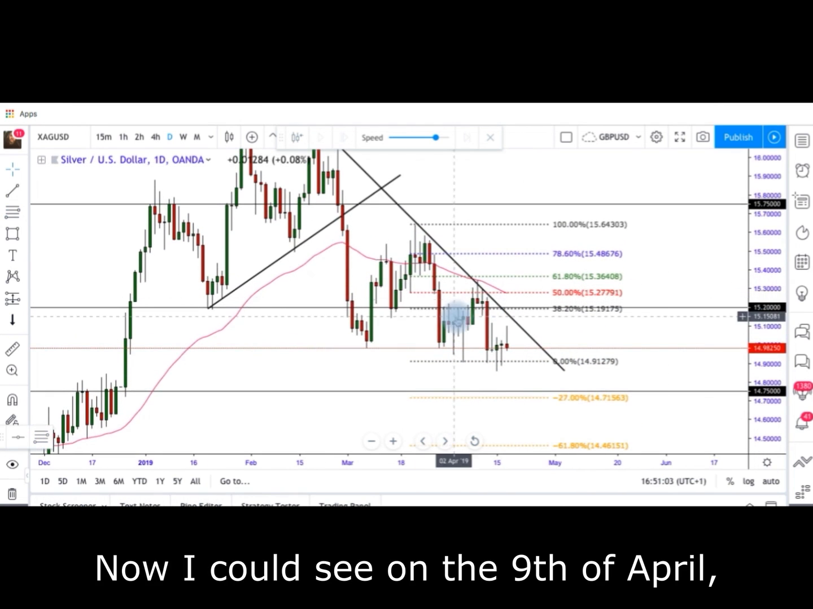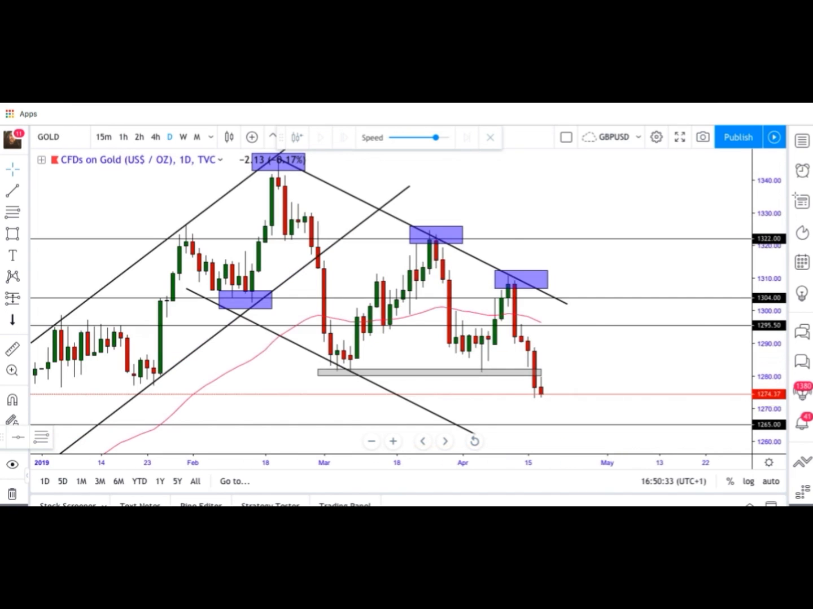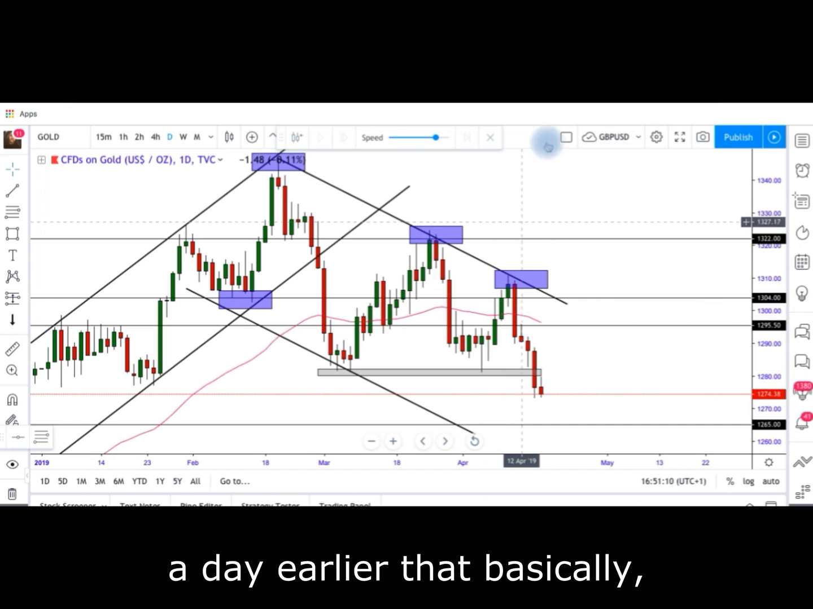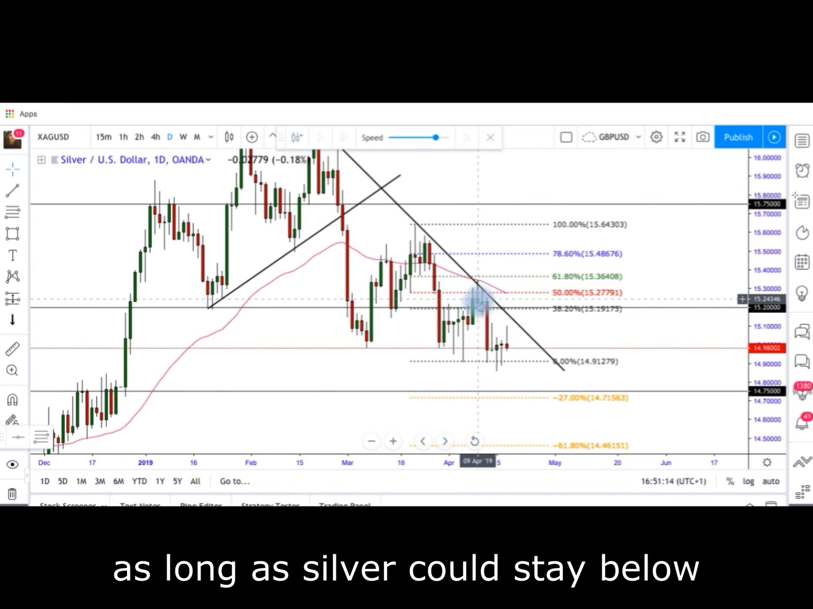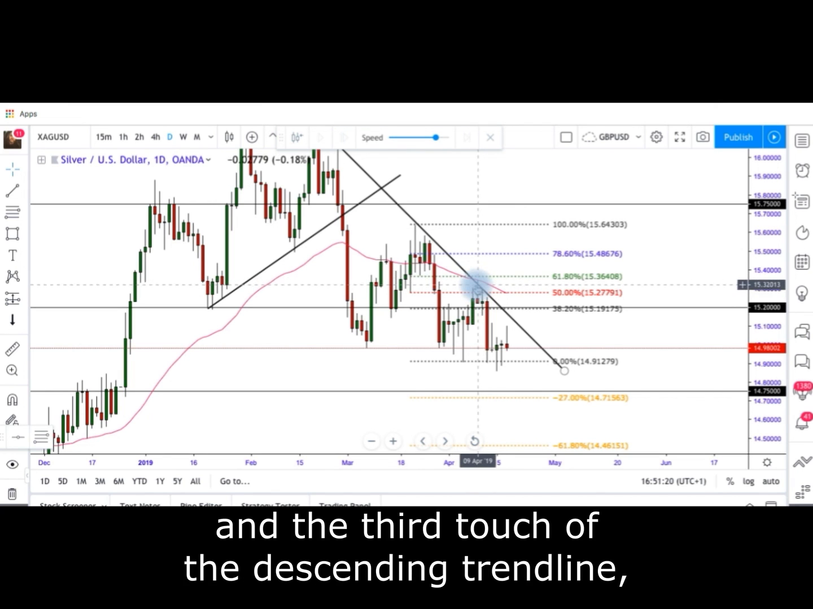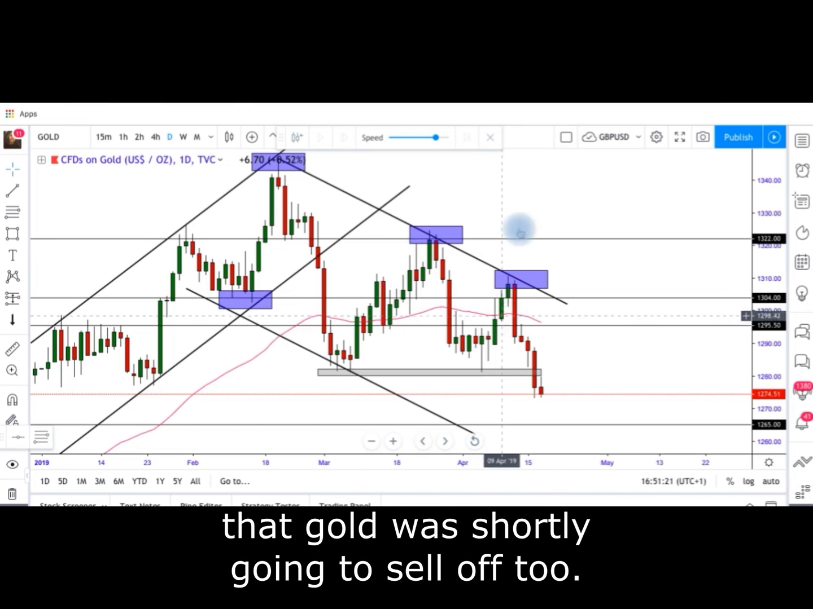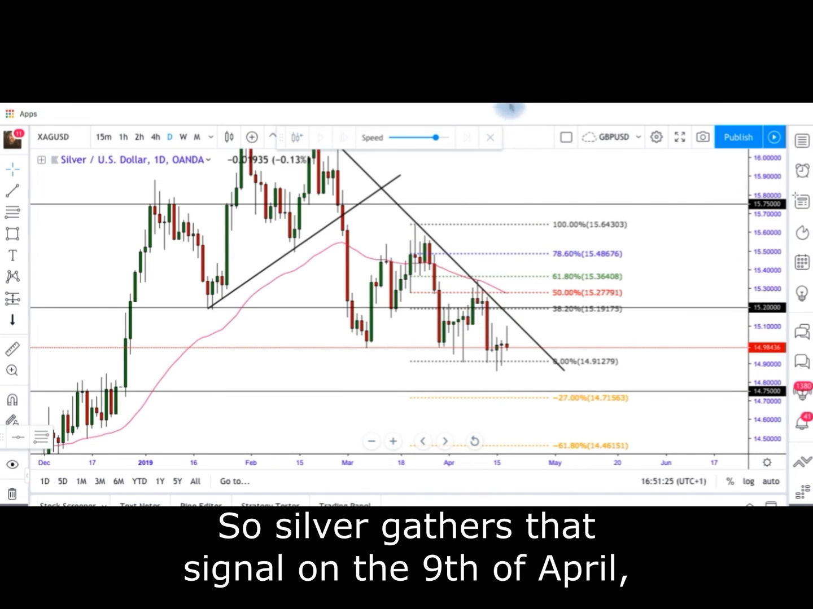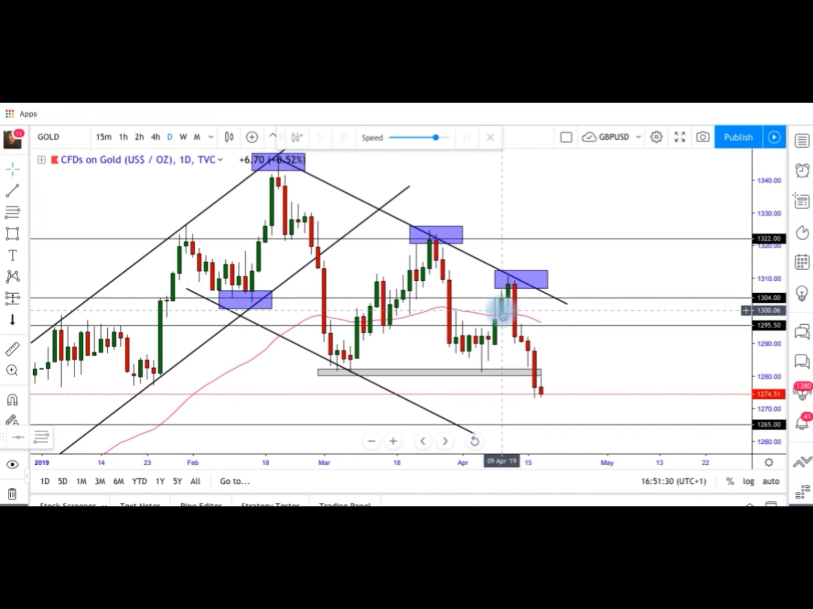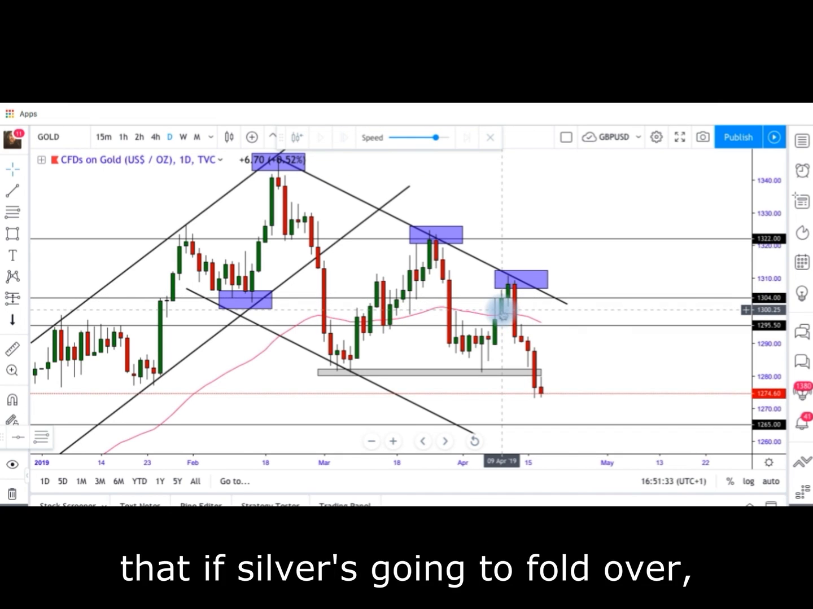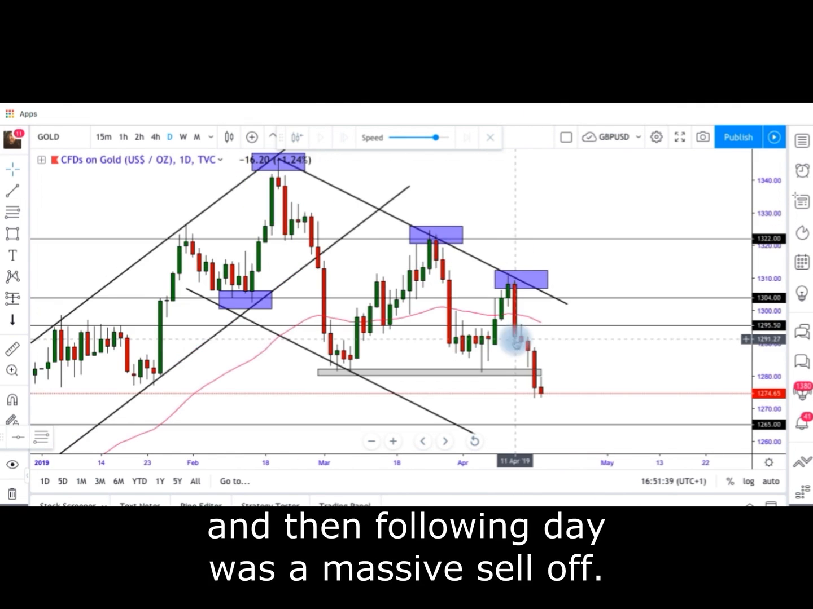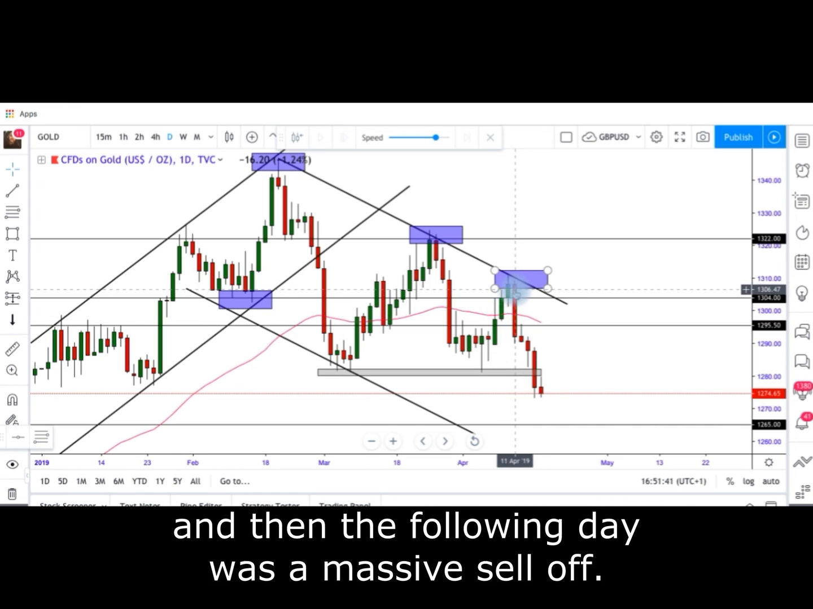Now, I could see on the 9th of April, which was here, again, silver provided us the signal the day earlier, that basically, as long as silver could stay below this 50, 61%, and the 50 EMA, and the third touch of the descending trend line, gold was shortly going to sell off too. So silver gave us that signal on the 9th of April, and gold was here. Silver was helping us by letting us know that if silver's going to fold over, gold's going to fold over too. And then the next day was a doji, and then the following day was a massive sell-off. Next day was the last push, and then the following day was a massive sell-off.